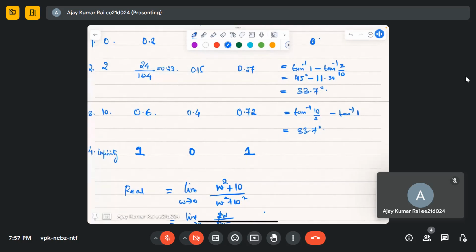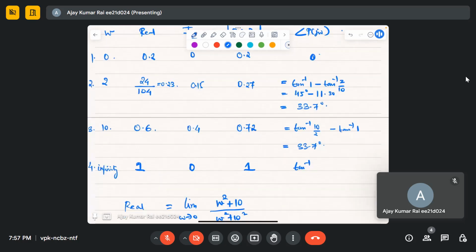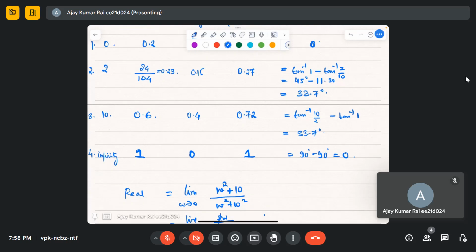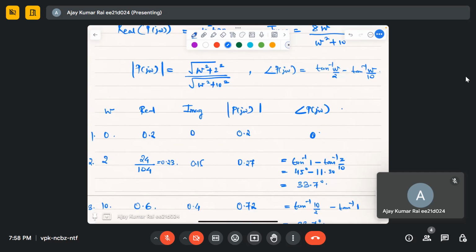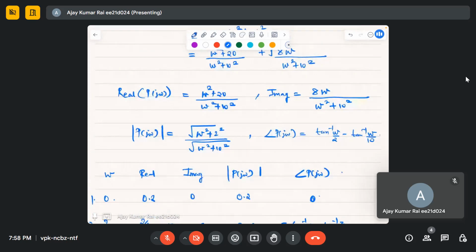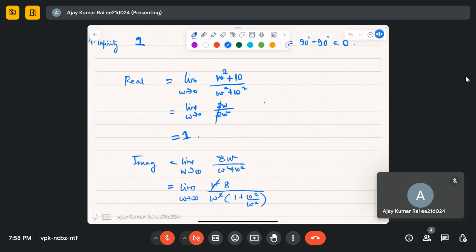So tan inverse of, because if you put omega equal to infinity, you'll get 90 degree minus 90 degree, right? You're getting 0. Okay, so let's again review for omega equal to infinity what we have done. If you see, the real part is this, omega square plus 10 by omega square plus 10 square. We want to find at omega equal to infinity, not 0.